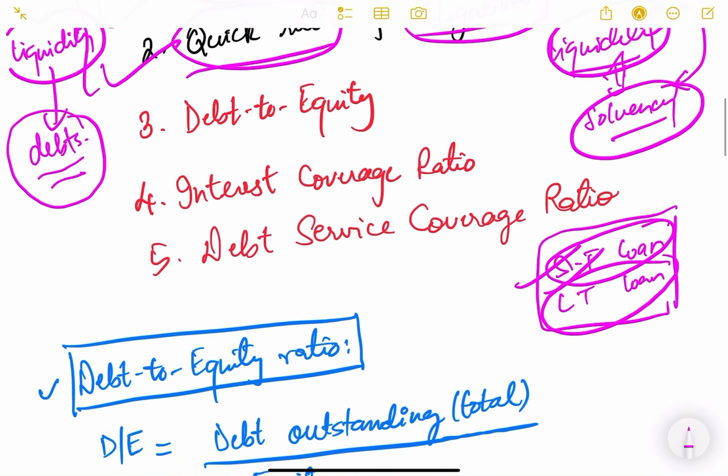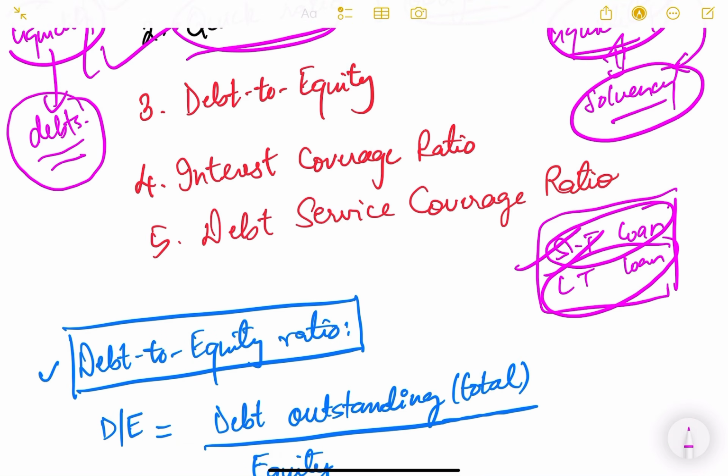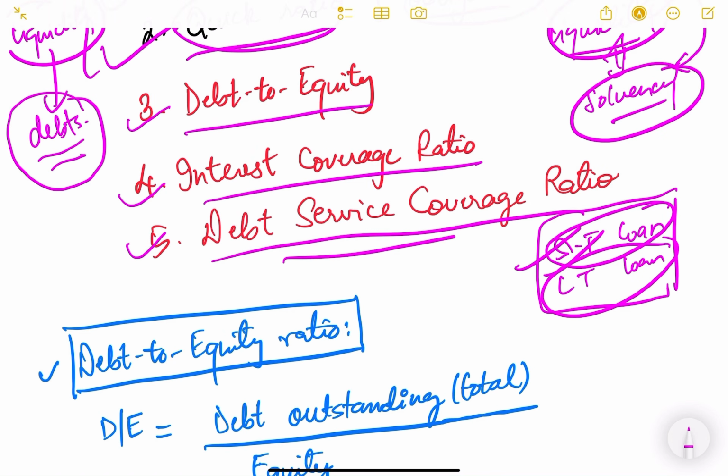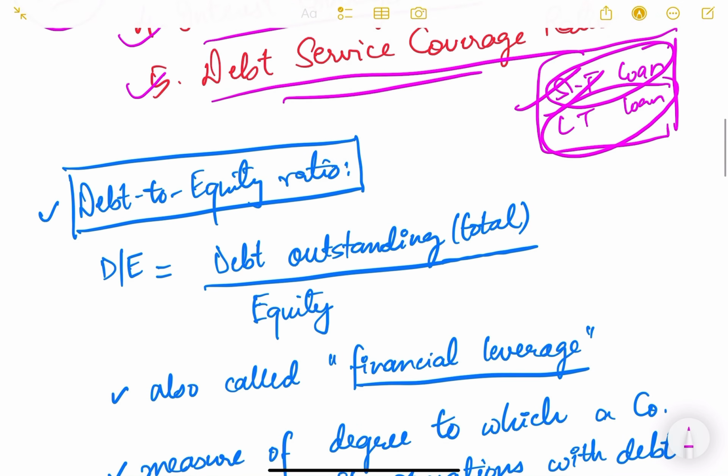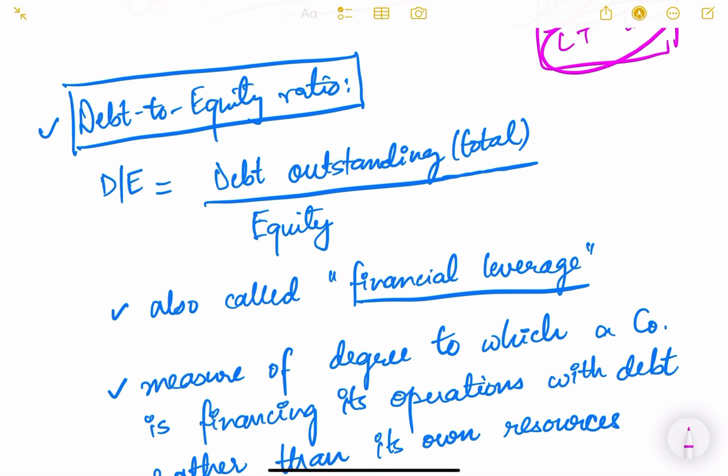Okay. Now in this video, we are going to study about these 3 important metrics: debt to equity ratio, interest coverage ratio, and debt service coverage ratio. Okay, so let us see one by one what are these metrics. So first is the debt to equity ratio.